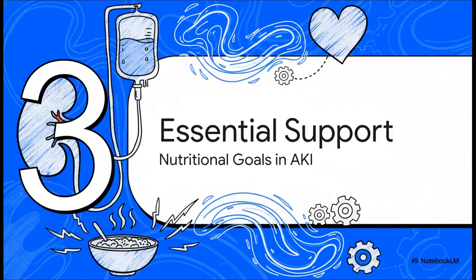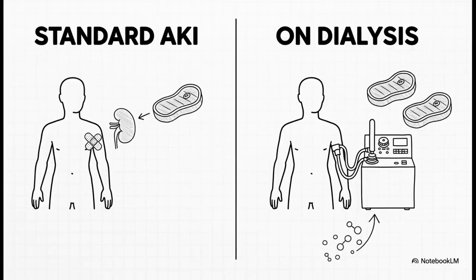Okay, so while all that emergency stuff is happening, we also have to think about the long game, and that means supportive care, specifically nutrition. You can't just forget to feed a critically ill patient. The whole idea here is to find a balance, right? You got to give them enough protein to keep them from breaking down their own muscle, but not so much that you're just creating more waste products for the broken kidneys to handle.